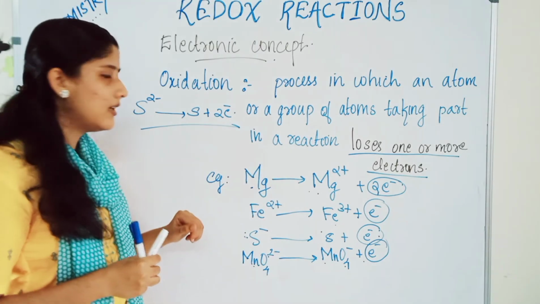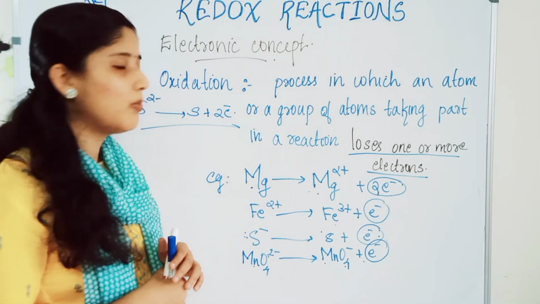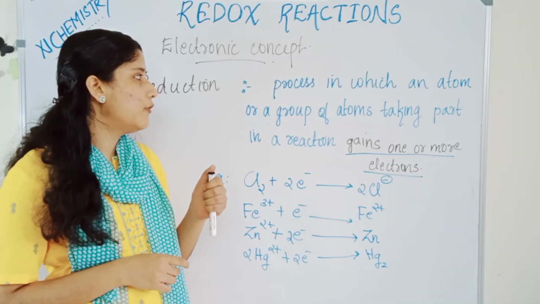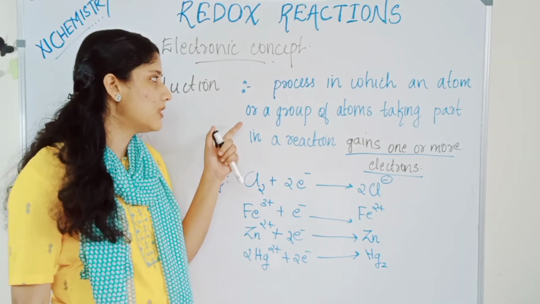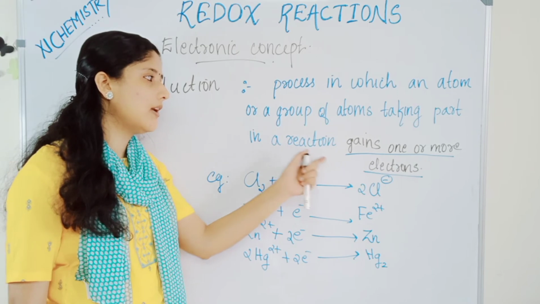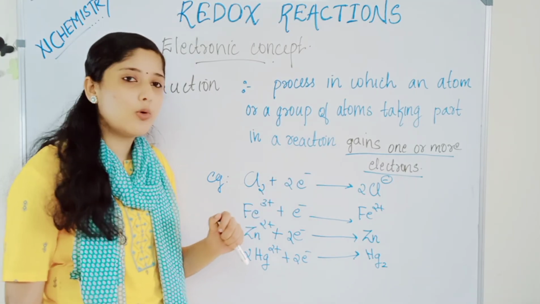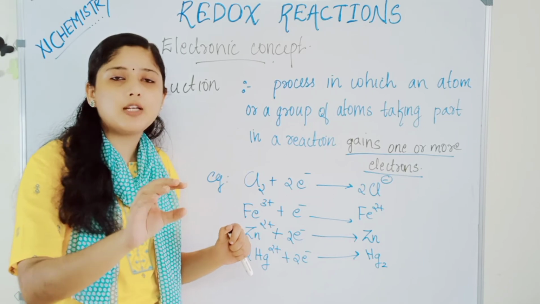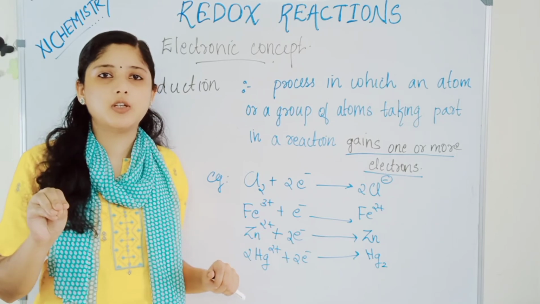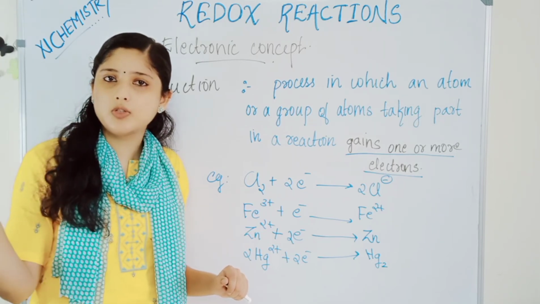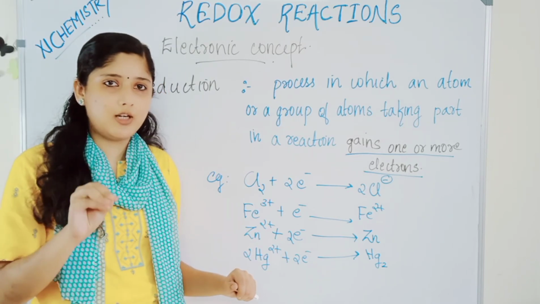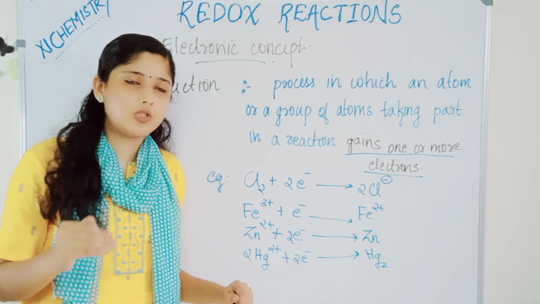Now regarding reduction. When it gains 1 or more electrons, we can term it a reduction reaction. The definition of a reduction process according to the electronic concept is a process in which an atom or a group of atoms taking part in a reaction gains 1 or more electrons. When it loses 1 or more electrons, it is oxidation. When it gains 1 or more electrons, it is reduction. Be clear with the definition.